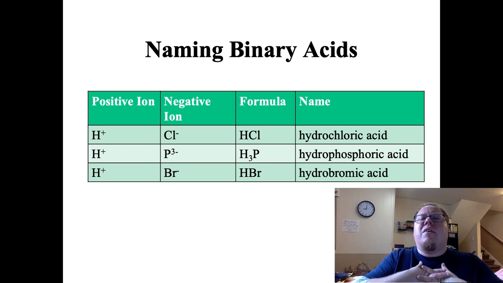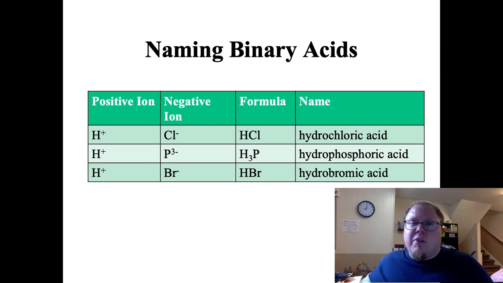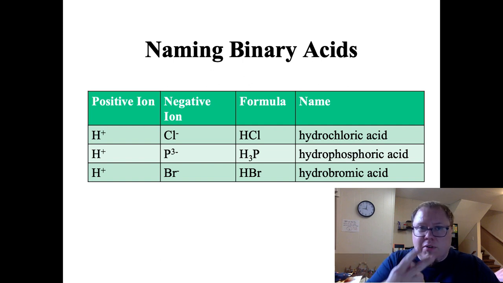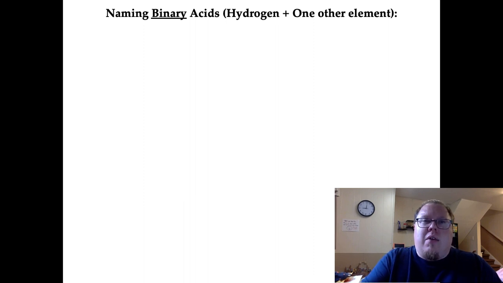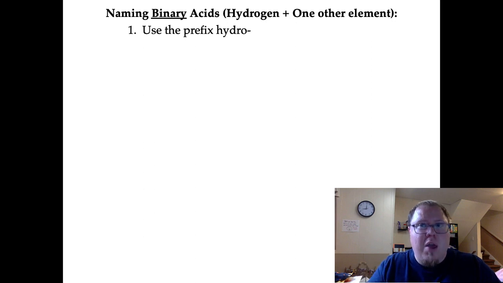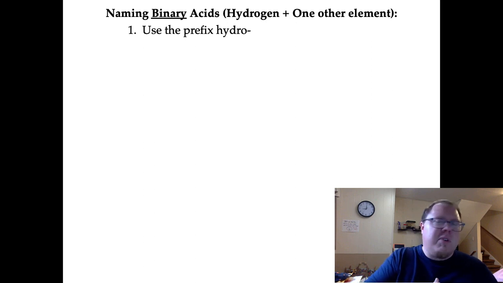Now, when we name these, they have a special name. Instead of calling them hydrogen phosphide or hydrogen monophosphorus or something like that, we're actually going to call them an acid name. Now, there are different rules for naming an acid. For binary acids, hydrogen with one other element, we're going to use the prefix hydro. Hydro does not mean hydrogen. It actually refers to the fact that it's mixed with water.